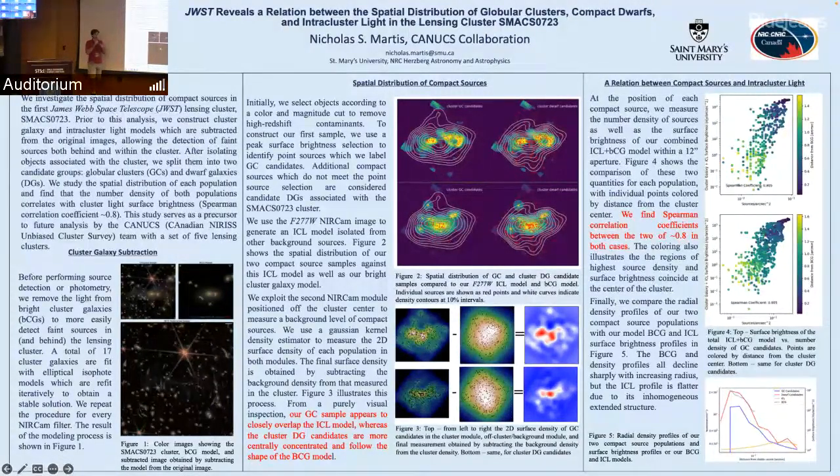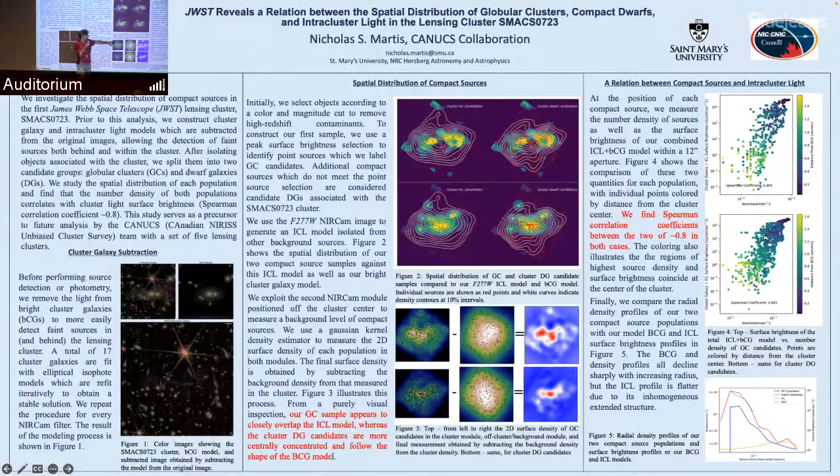The middle panel here shows the spatial distribution of those 2 classes of objects, against our model of the diffuse intracluster light on top, and overlaid on the model for the bright cluster galaxies on the bottom. We then use the second NIRCam module, centered off the cluster, to subtract off a background level of these compact sources. That allows us to uncover a corrected spatial density. On the top is the spatial density of the globular cluster candidates, and you can see in red the overdense area. It traces the ICL light very nicely.